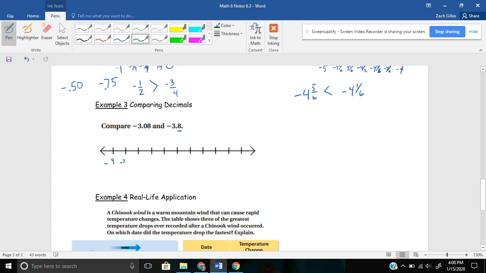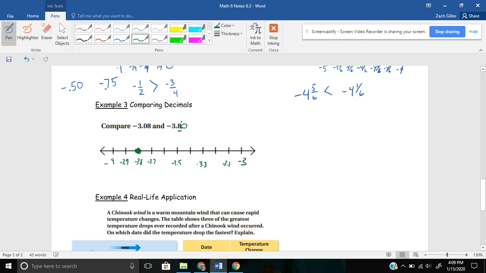So this would be -3.9, -3.8, -3.7, so on and so forth. -3.6, -3.5, -3.4, -3.3, -3.2, -3.1, and -3. So my number line goes from -3 to -4, and -3.8, kind of easy to see, is right here. Remember, you can always add zeros to the end of those numbers, and it doesn't change it at all.